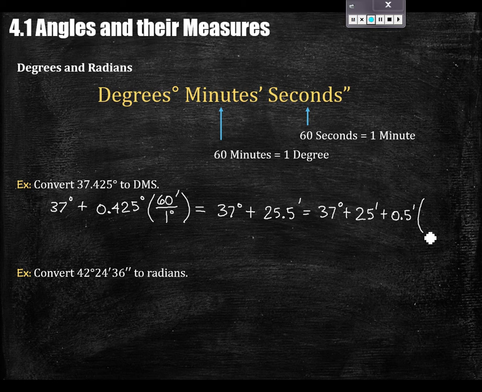But let's actually do the conversion here on the end. 0.5 minutes times 60 seconds in 1 minute gives you what you said, 30. Right? So in the end, we don't usually write the pluses. We just juxtapose them like we have up here: 37 degrees, 25 minutes, 30 seconds.